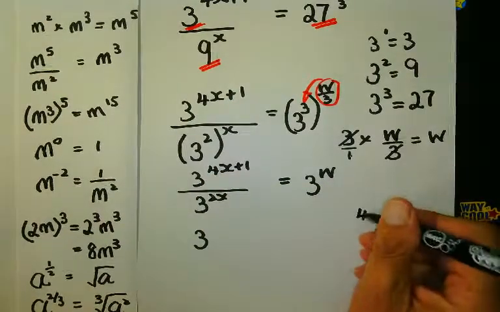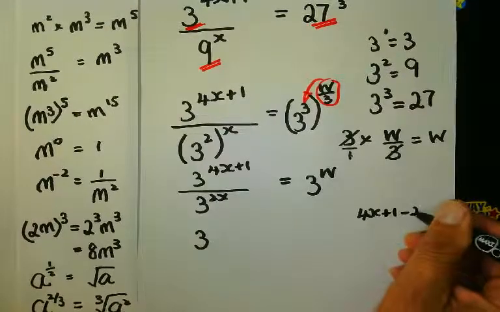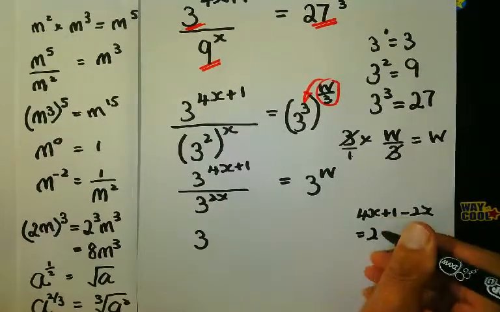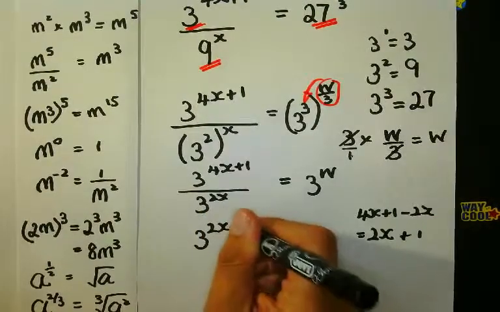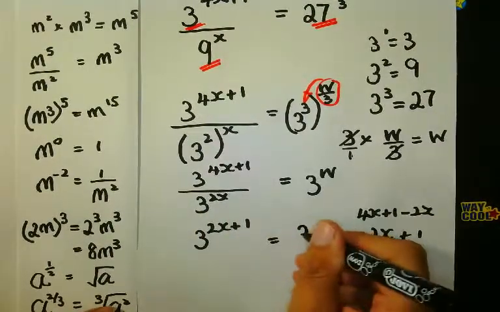Let's just do it over the side. 4x plus 1 minus 2x is simply equal to 2x plus 1, and that gives us 2x plus 1 equals 3w.